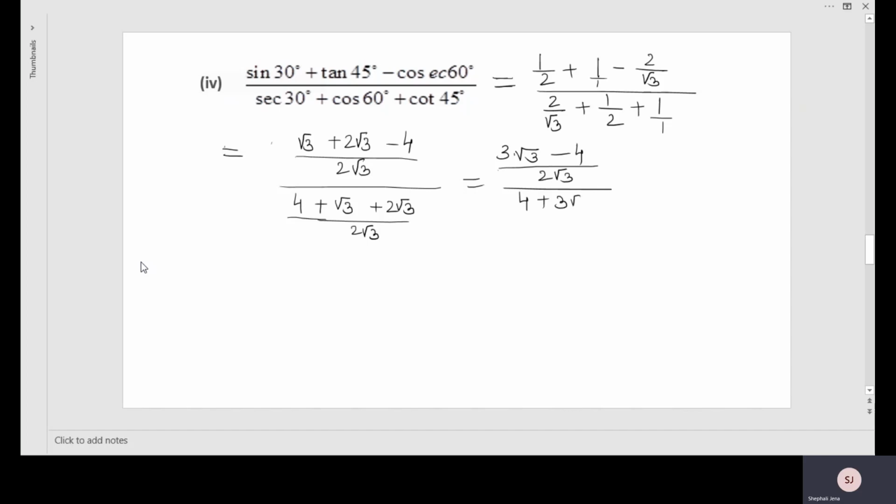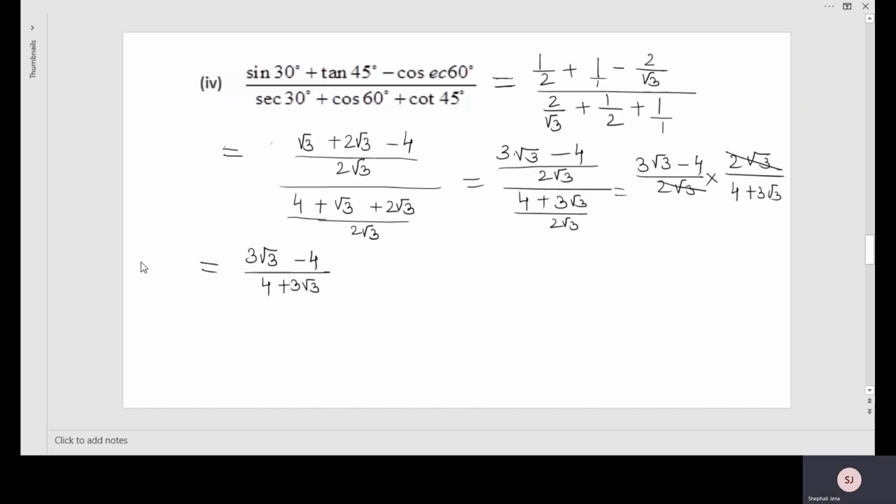So 3 root 3 divided by 2 root 3. Now the division becomes reverse multiplication, it comes in reverse form. So root 3 minus 4 divided by 2 root 3, into 2 root 3 divided by 4 plus 3 root 3. Now 2 root 3 got cancelled. So 3 root 3 minus 4 divided by 4 plus 3 root 3.